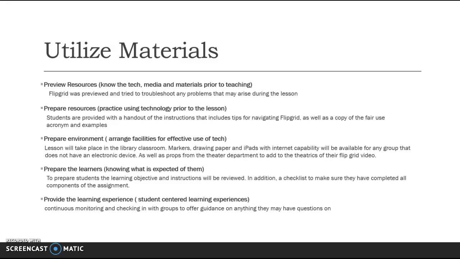As far as preparing the resources, students are provided with a handout of the instructions that includes the tips for navigating Flipgrid, as well as a copy of the fair use acronym and examples. As for the environment, the lesson will take place in the library classroom. Markers, drawing paper, and iPads with internet capability will be available for any group that does not have an electronic device, as well as props from the theater department to add to the theatrics of the Flipgrid video.